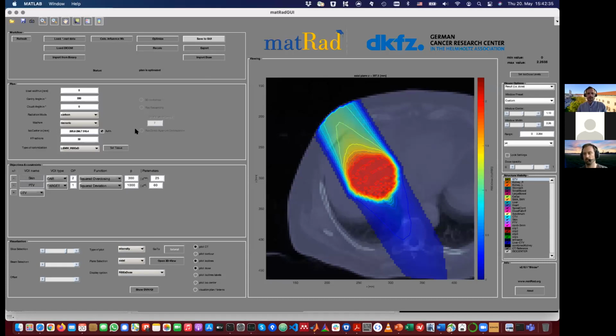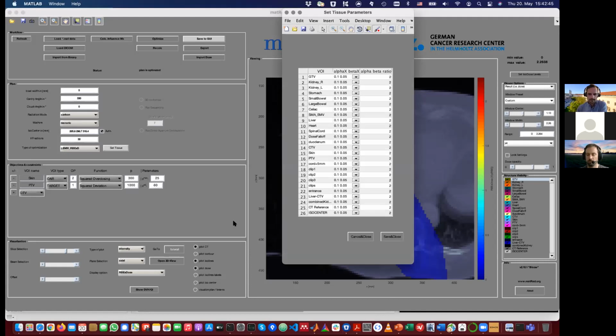Perfect. And now what we do is we switch the tissue type of our PTV. Therefore we go to the set tissue button, and now we have this huge list, and we go to the PTV and change the tissue type to an alpha beta ratio of 10. This is just for illustration purposes. For instance, if the radiobiology that you originally assumed is now for whatever reason different during treatment because the oxygenation supply changed.